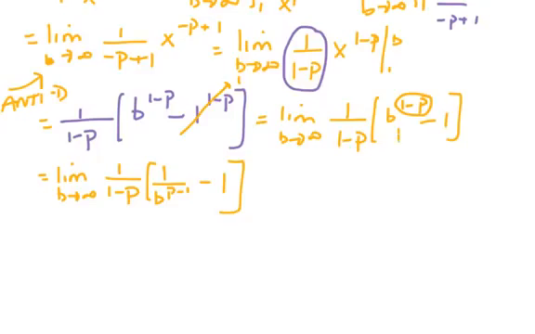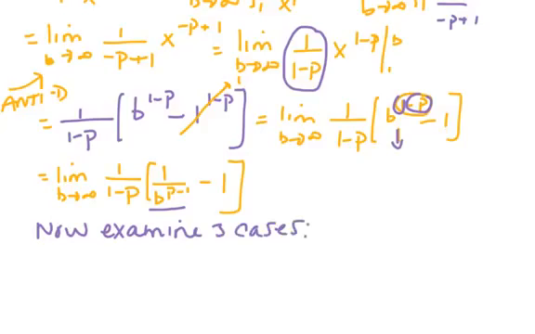So to move this down, all that I did was, if I move the negative p down, that becomes positive, and the 1 becomes negative. So this is just b raised to the p minus 1. So this is actually the limit. Now I'm going to look at the three cases. So now examine the three cases. And let's see what we have.